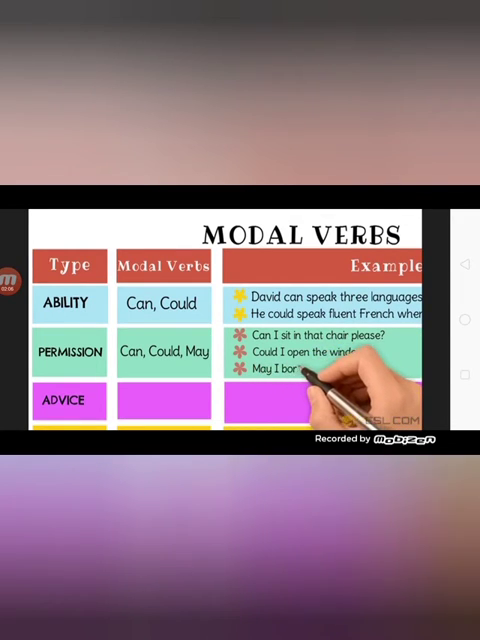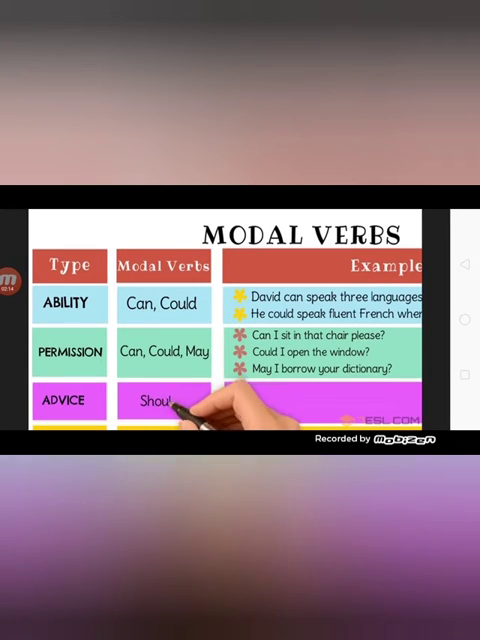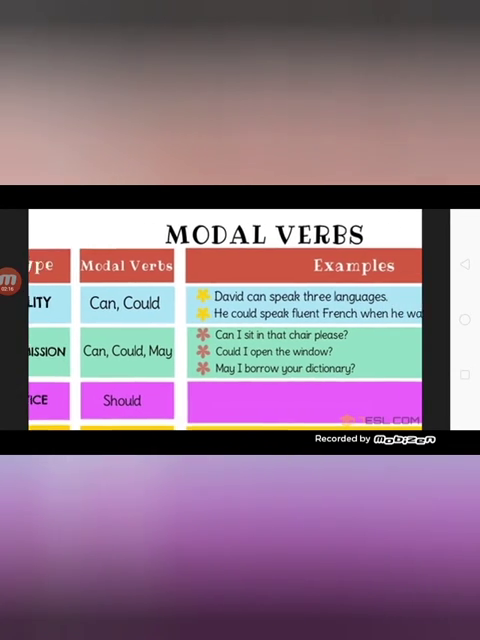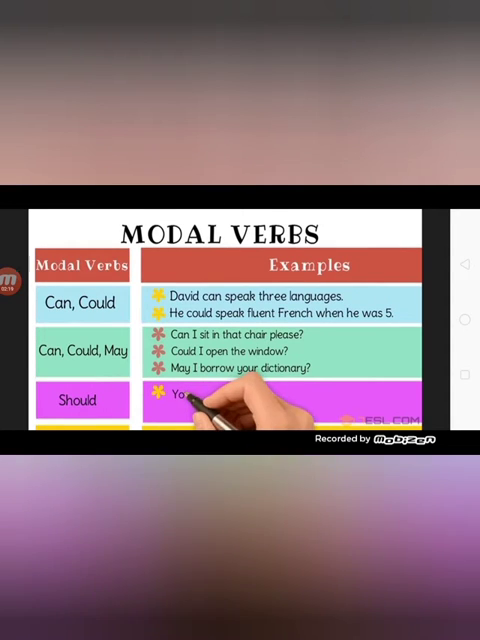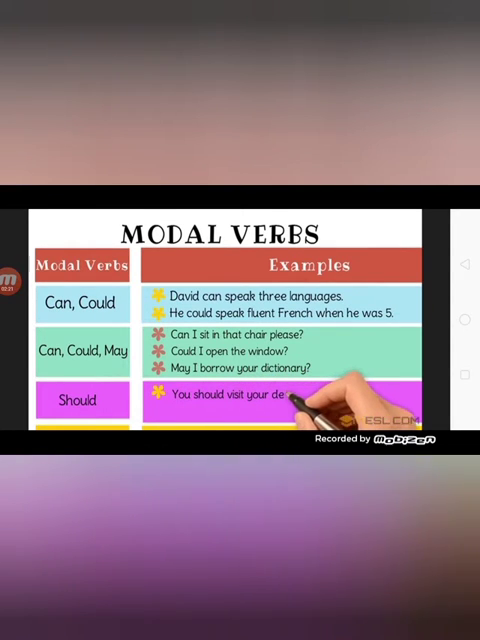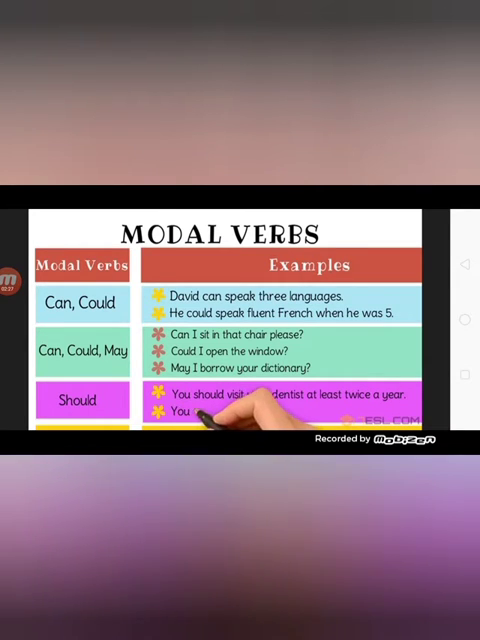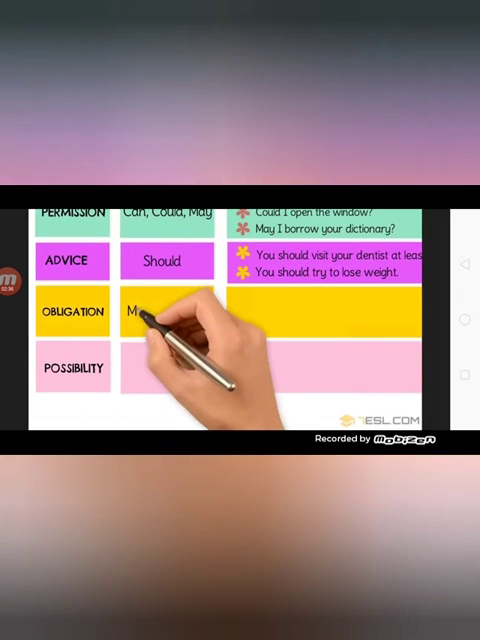The next example also shows how this modal verb is used: May I borrow your dictionary? The next type is advice, and the modal used in that is should. The example for should is: you should visit your dentist at least twice a year. The next example is: you should try to lose weight. Are you getting it? How these modal verbs are used.